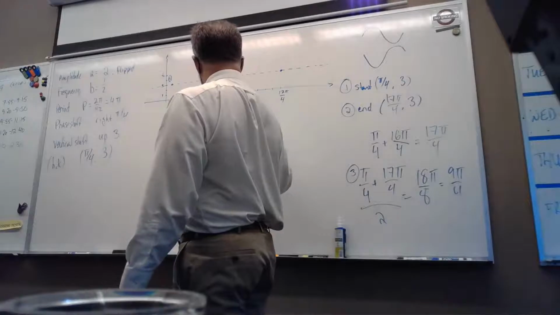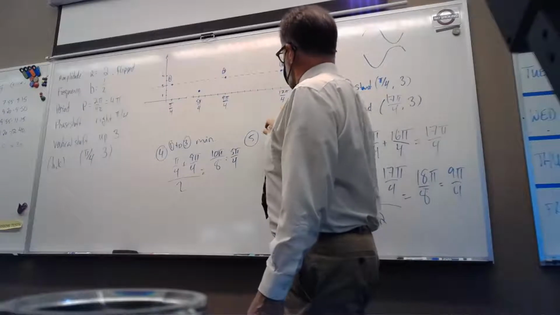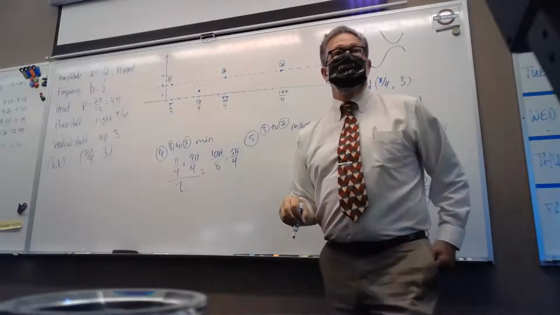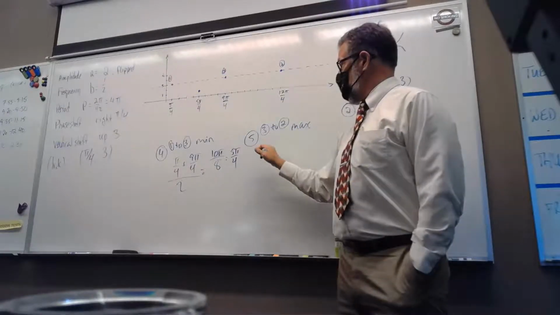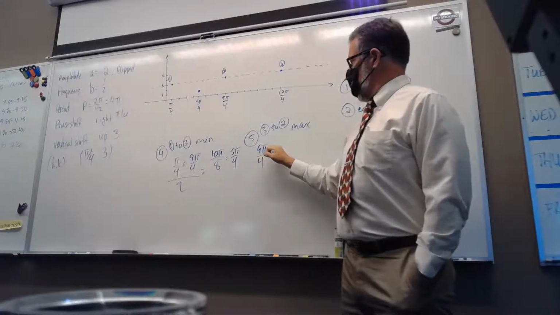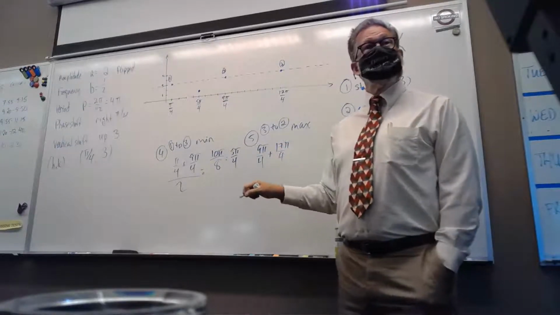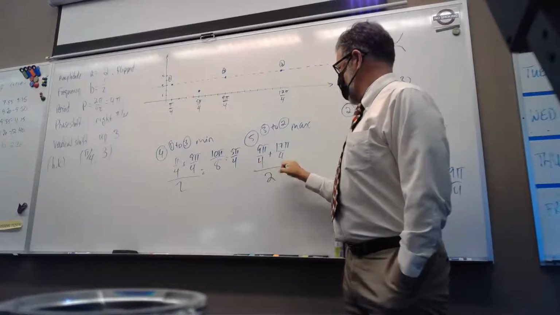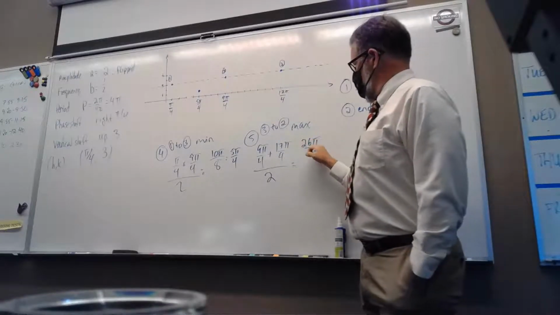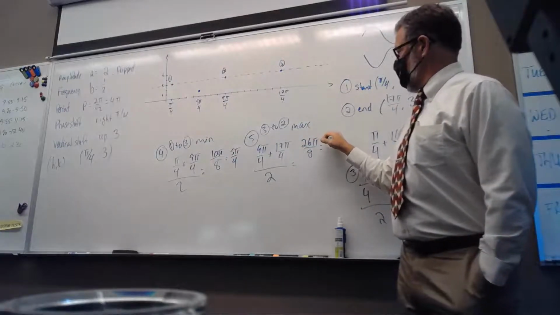Now I need to find our maximum, which is going to be between points 3 and 2. Where is that point going to be? How do I find it? Do 9 pi plus 17 pi over 4, which would, oh wait, divided by 2. Good. 9 plus 17 over, simplify. Cool.